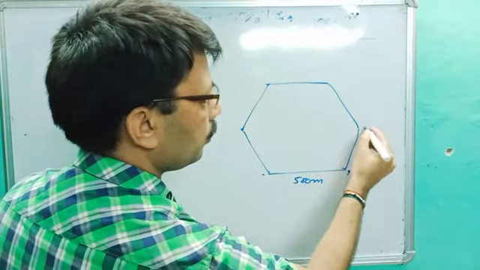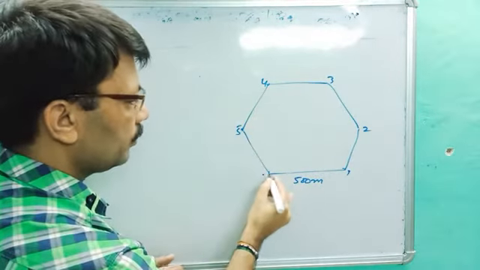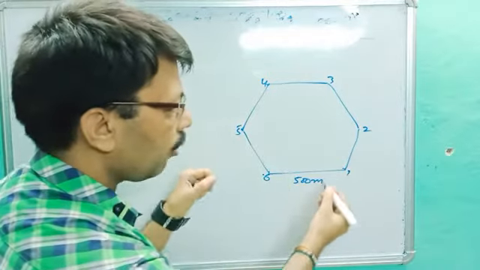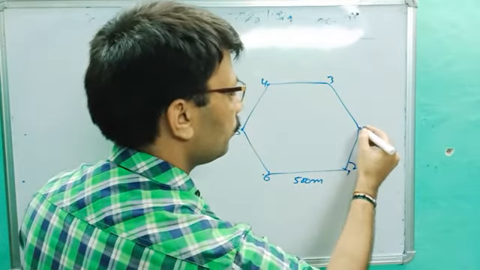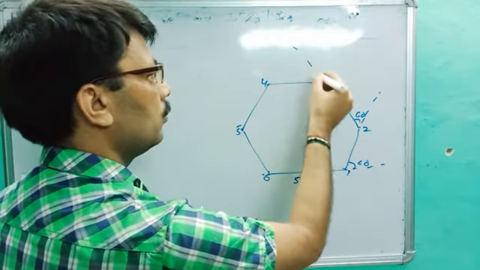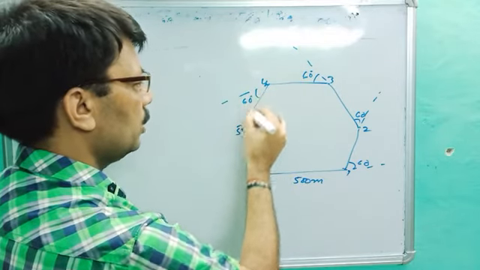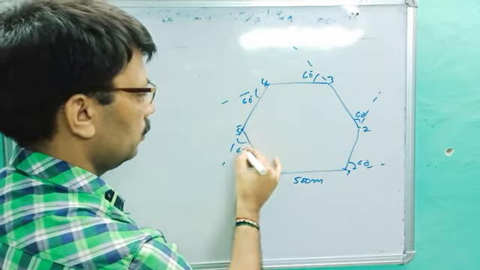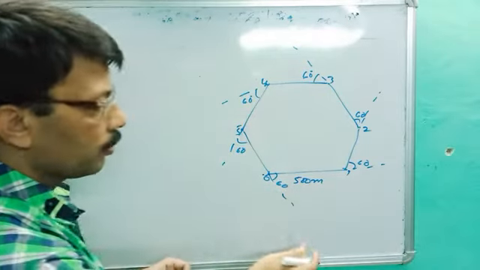Started 1, 2, 3, 4, 5, 6. In this way he completes the journey. After each 500 meters he takes a turn by 60 degrees. This is 60 degrees, 60 degrees, 60 degrees, 60 degrees, and again 60 degrees. In this he completes one rotation.